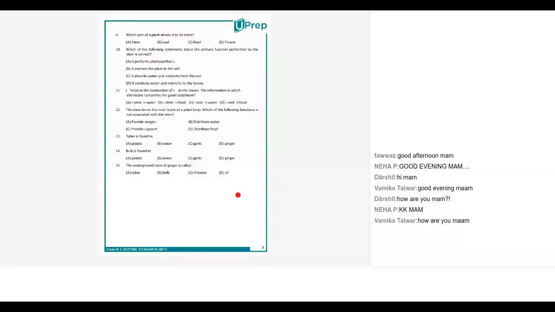Ma'am, but see, it performs photosynthesis, that's the leaves' function. It anchors the plants to the soil is the roots' function. It absorbs water and nutrients from the soil is again the roots' function. What does the cactus do? Yeah, ma'am, I was also thinking then cactus is also performing photosynthesis. Here the stem performs photosynthesis, no?